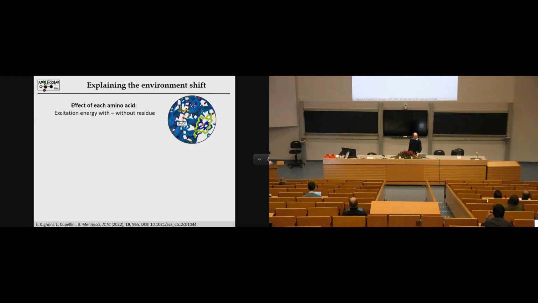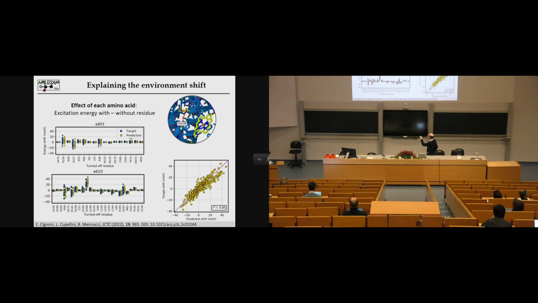So now we can use this method also to explain the effect of each amino acid of the protein on the excitation energy. What we do is simply turn off the charges of a specific amino acid and record the effect. And now we also tested it: the yellow points are the prediction of the machine learning model, and the blue points are the real shifts when we turn off a residue, and it works quite well.